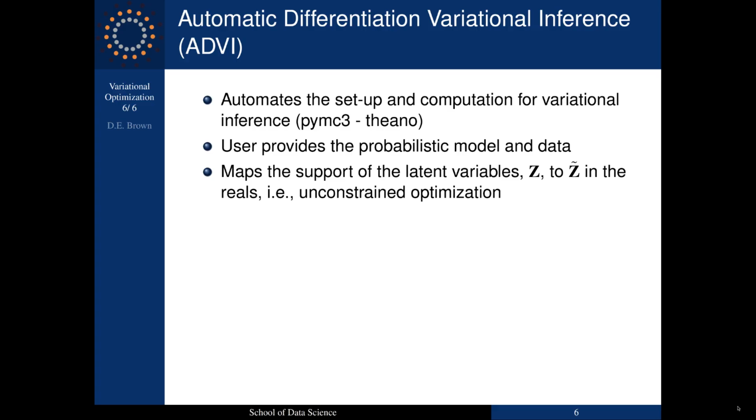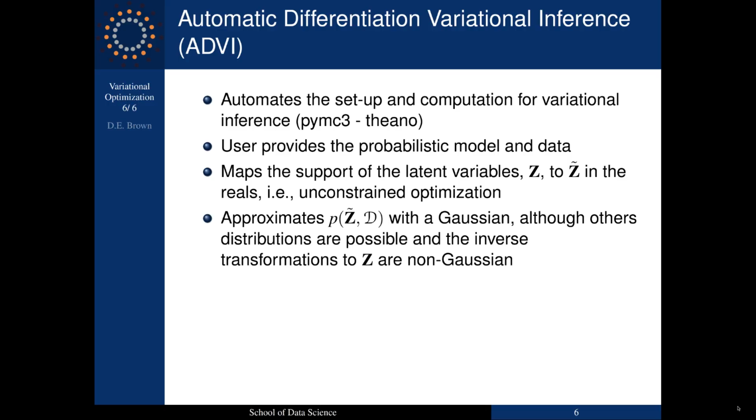It maps the support of the latent variables to a new space, to the reals. So what this means is that it's an unconstrained optimization. It does not solve a constrained optimization. It takes a constrained optimization problem and maps it to the reals. And we'll denote that here as Z tilde to indicate that this is a mapping from the original space to this unconstrained space. It then approximates that joint distribution of these latent variables in this unconstrained space with a Gaussian.